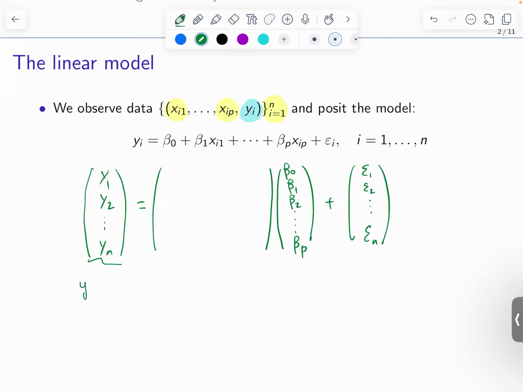So there's this y, which is now a vector in R^n. There is the beta, which is now a vector in R^(p+1). And then there's this noise, epsilon, which is now a vector in R^n. And we have this matrix here, which I'm going to call capital X. The design matrix will be n by p plus 1. And I would like someone to help me fill it out, maybe starting from the first row.